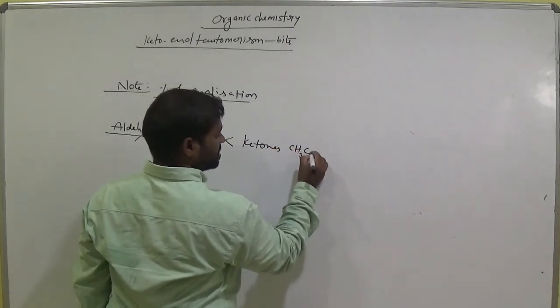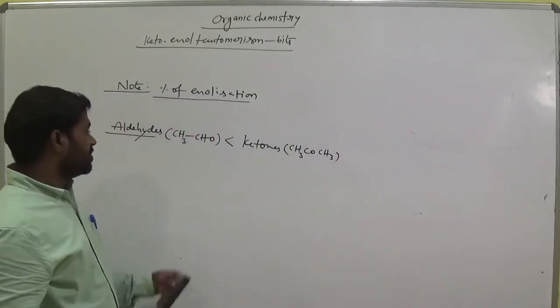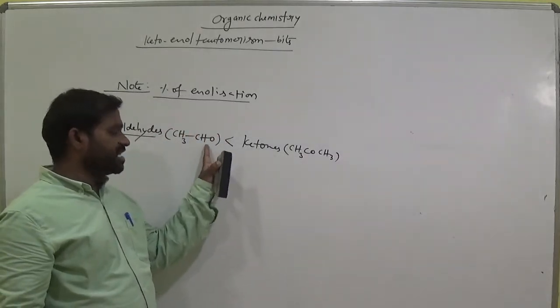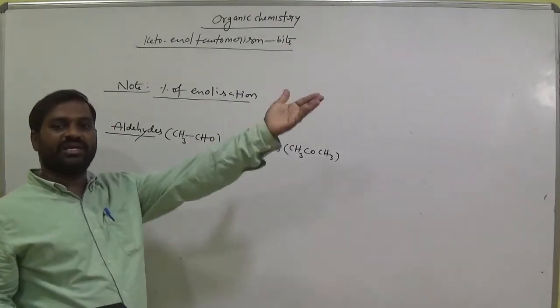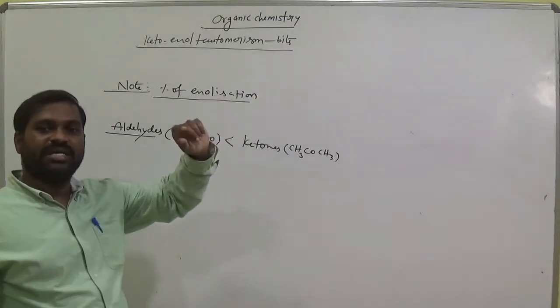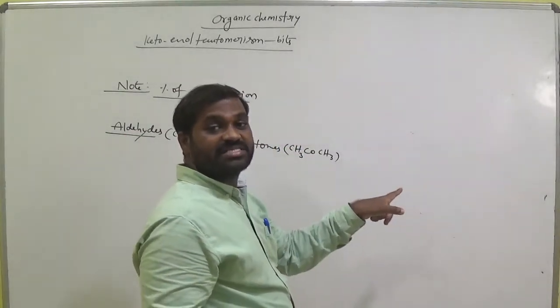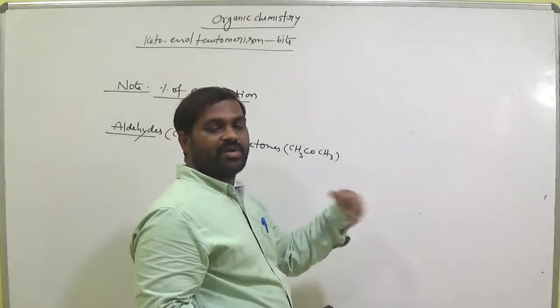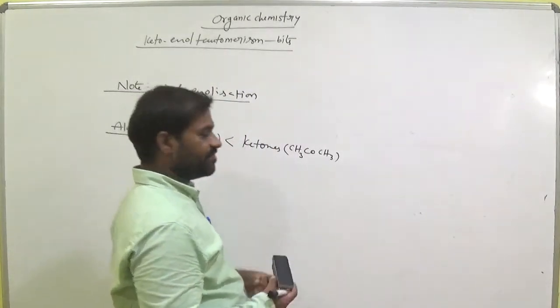For example, CH3COCH3, acetone. So when comparing, CHO is the aldehyde group. Keto compounds undergo enolization easily and get more enolic product. En means double bond, ol means OH. So a keto compound is converted to enol very easily and forms more enolic product. So aldehydes are less than ketones.